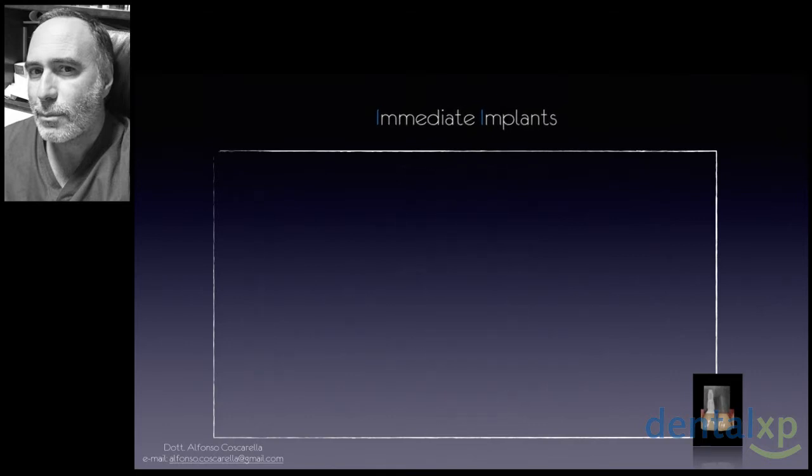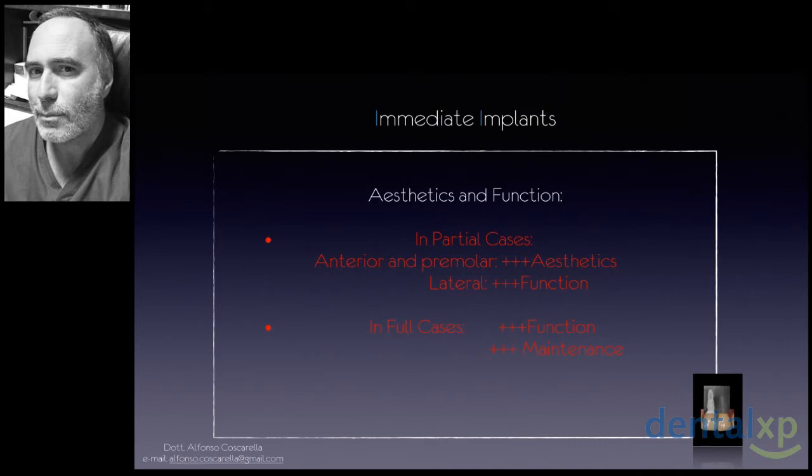implant. It's important to highlight that aesthetics are more important in anterior and premolar partial cases. The function is more important in the posterior area, while function and maintenance are the main objectives to be achieved in full arch rehabilitation.